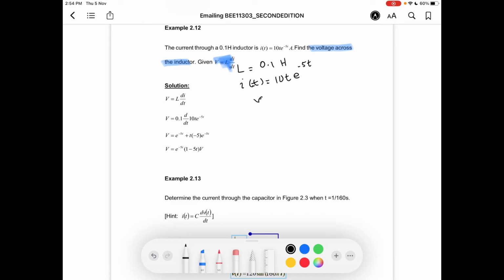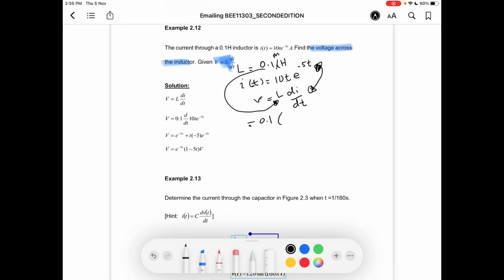So this is pretty simple. We know that V is L di over dt. Seriously, it is very simple. We just need to differentiate the i and plug in this value. Only that you need to be careful: this is Henry, but what about millihenry? So just be careful with the prefix of the unit. Let's proceed with the solution here. So 0.1, L di over dt, you need to differentiate this one.